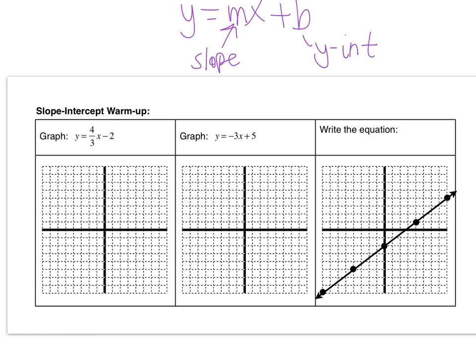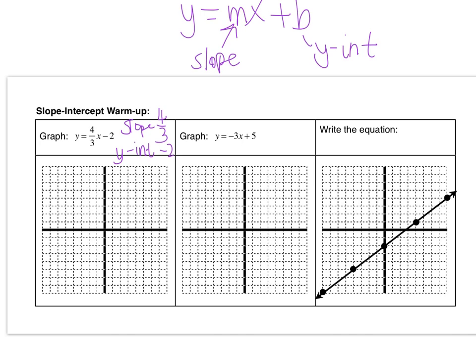So what we need to do is look at our equation and look for the slope, which is in front of x, and for this equation it is 4/3. And then the y-intercept will be -2, and it is -2 because the equation has -2. So our slope is 4/3, and our y-intercept is -2.